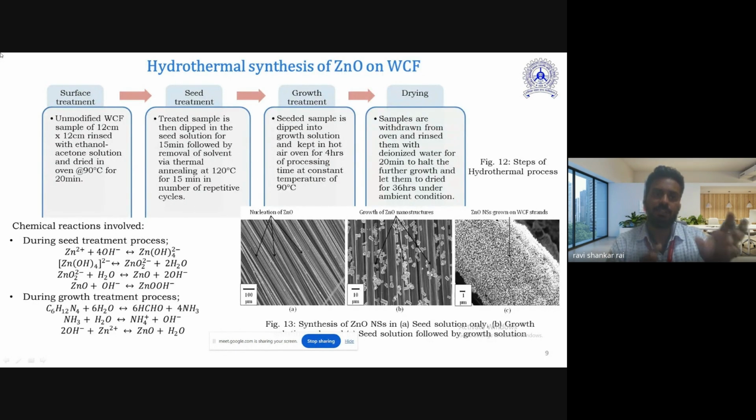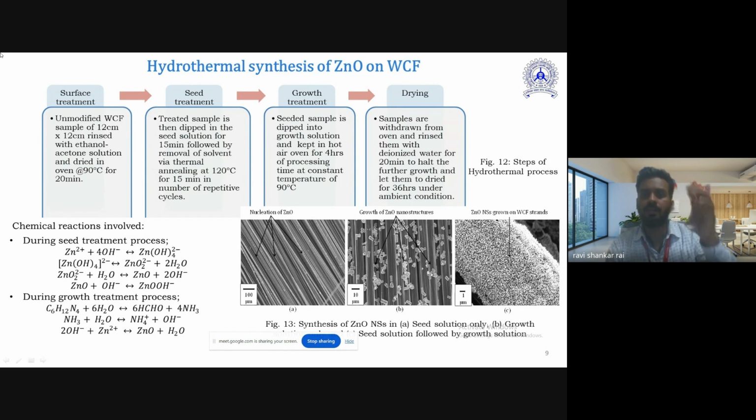After the surface treatment of the carbon fiber, we dip the treated carbon fiber inside the seed solution, followed by removal of the solvent by thermal annealing at 120 degrees Celsius for 15 minutes. Overall, there is 15 minutes of dipping and 15 minutes of drying in the oven. This goes through different cycles. We have taken 4 cycles, 6 cycles, and 8 cycles, and we have seen different phenomena in those seeded materials.